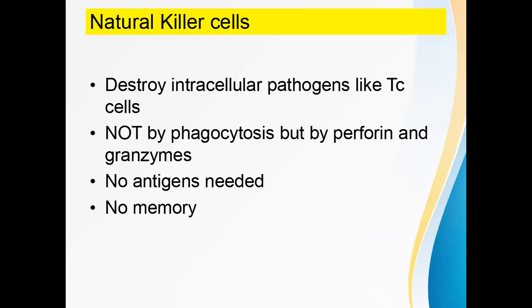The next one is natural killer cells. They are like TC cells, which are involved in killing, but they destroy intracellular pathogens not by phagocytosis but by perforin and granzymes. In this case, no antigens are needed and there will be no memory, unlike TC cells.